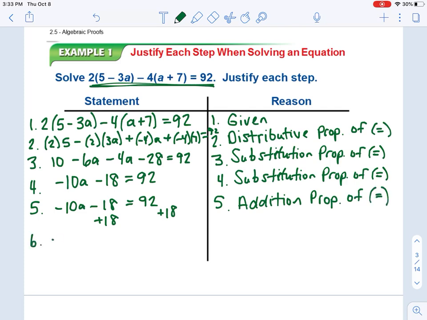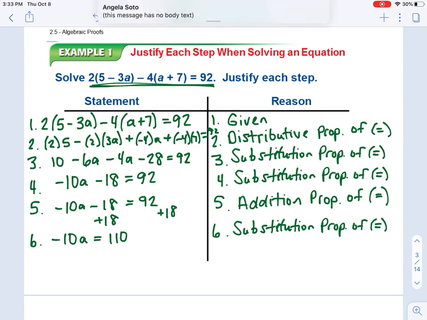And then to actually solve that addition, we go ahead and once again use the substitution property. Now you're like, wow, I'm almost there. This is great. We go ahead and divide.